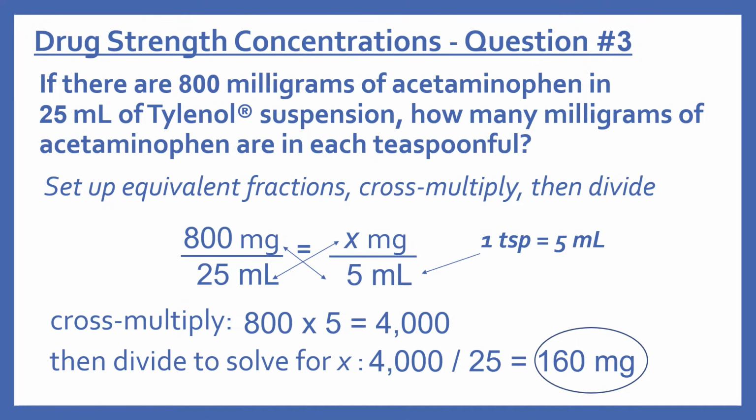So next we'll cross multiply, so 800 times 5 equals 4,000. Then we'll divide to solve for X. 4,000 divided by 25 equals 160 milligrams. So in each teaspoonful of Tylenol suspension, there's 160 milligrams of acetaminophen.